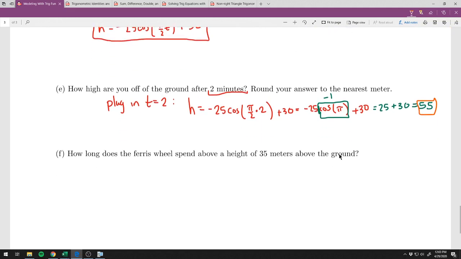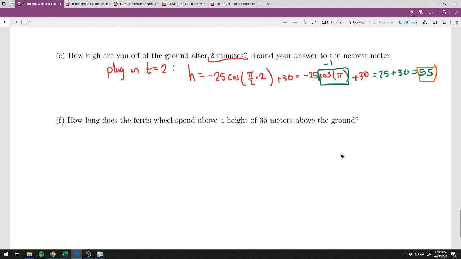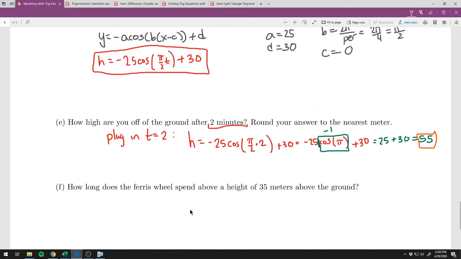Now part F seems a little more challenging because of what it's asking. It's sort of like the previous problem where we want to set our equation equal to something and solve it, but it's not as direct. So this one says, how long does the Ferris wheel spin above a height of 35 meters above the ground?